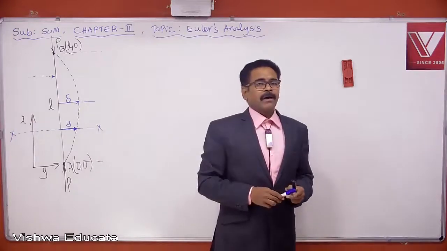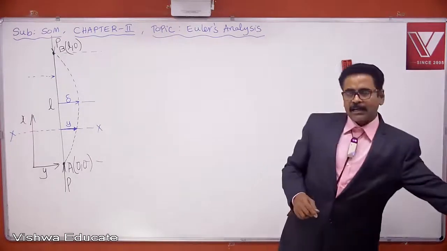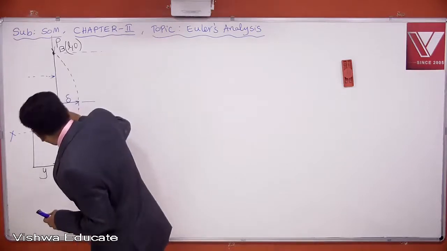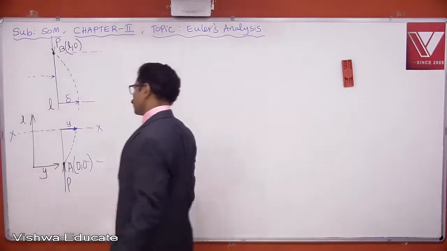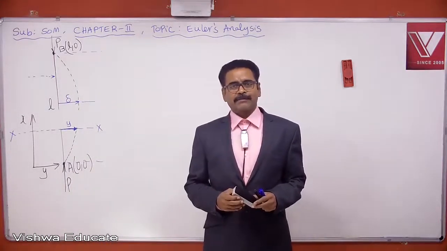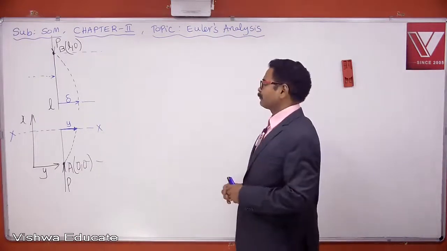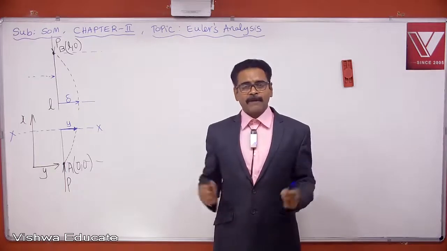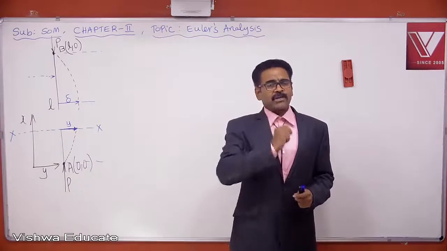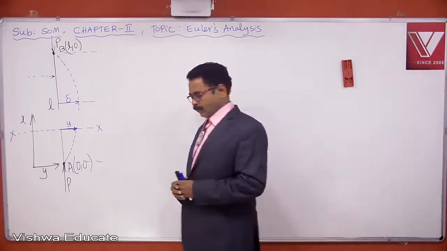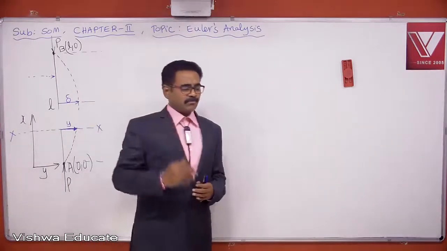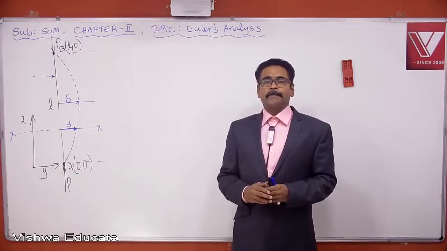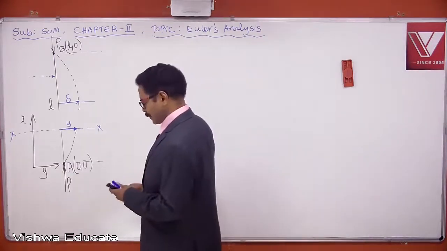Please write it. On taking equilibrium of the bottom section of the column about plane x-axis, with application of theory of simple bending, we get like this, right?